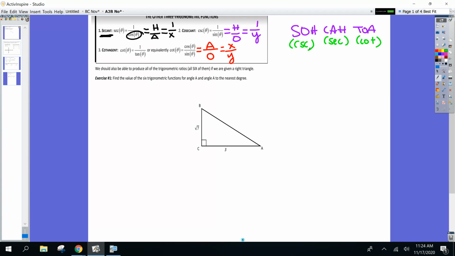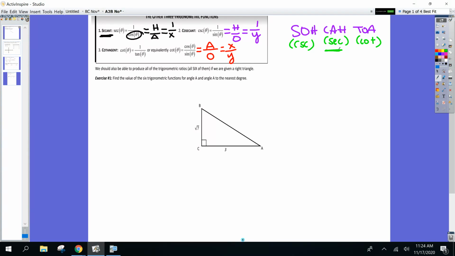Now, the biggest thing kids mess up is they forget cosecant and secant, which one goes with which, right? Because cotangent's easy. We know which one. It's got the word tangent in it. Ready for a little trick? Ella, you ready for this one? Yeah, you are. How do I remember which one goes with which? SEC is another abbreviation for what word in the English language? Second. So it goes with the second one in SOHCAHTOA.